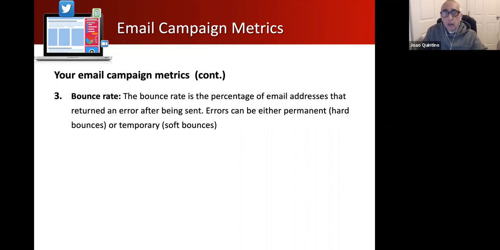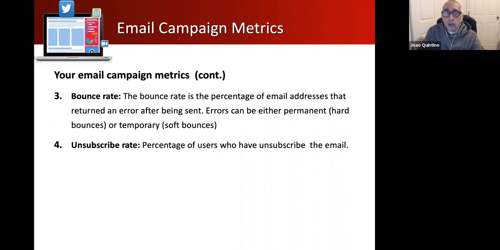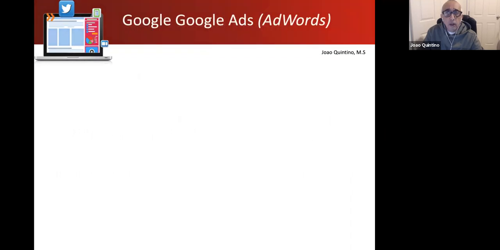Bounce rate is the number of emails that were sent versus the ones that got delivered. Because some, as I mentioned to you, don't get delivered, either because the email is wrong or the people have their inbox full. The unsubscribe rate is people that have unsubscribed from your email. Let's say you send 1,000 emails and 100 people unsubscribe, which is too high. Conversion rate, I already told you what it is.